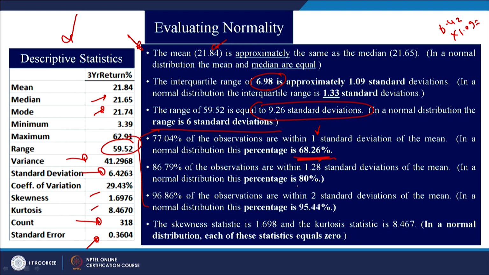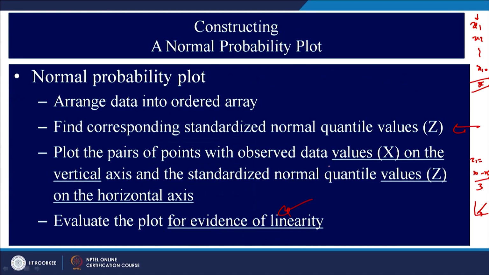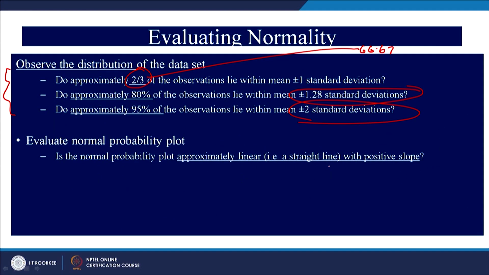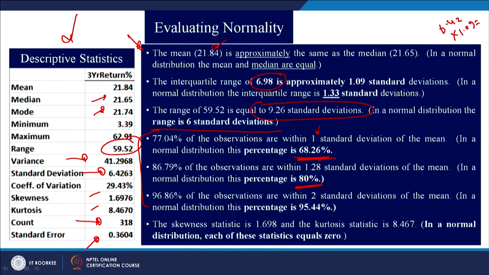Again, 80% of data should be within 1.28 standard deviation. That is what we have seen in one of the slides earlier, is it not? 80% of data within 1.28 standard deviation. Is it there in our example? No, it is not 80%, it is approximately 87%.